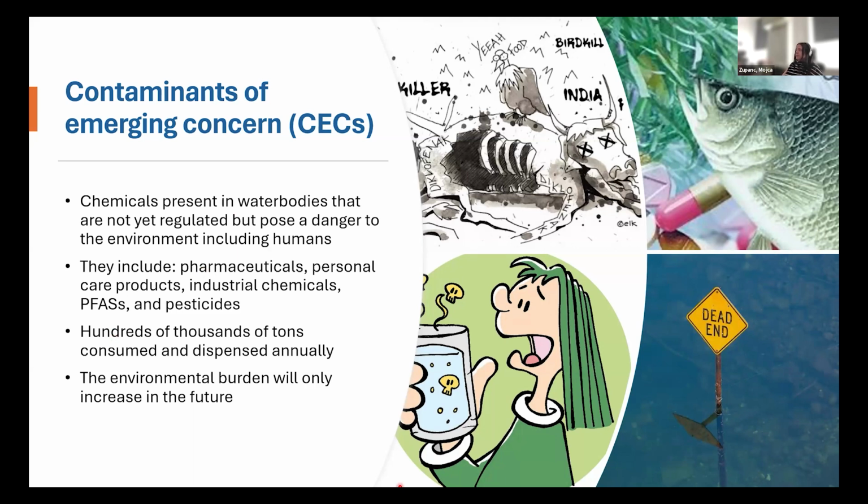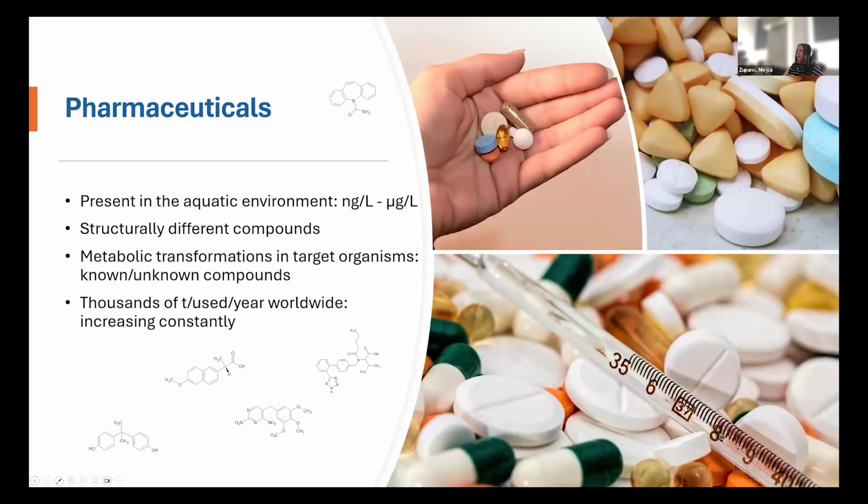Pharmaceuticals, for example, have been present in the aquatic environment for a long time, but they found their place in the scientific and popular press as important environmental contaminants only from the mid-90s onwards. And their recognition as environmental pollutants was mostly due to the advances in analytical instrumentation and isolation procedures, which allow detection of relatively low concentrations of these compounds within the nanogram per liter to microgram per liter range.